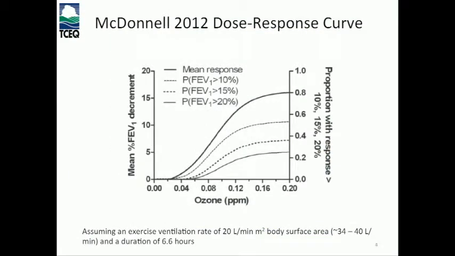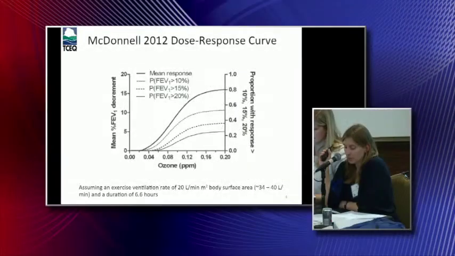These curves were plotted by McDonnell in 2012, and I'm showing this because it's the basis for the risk assessment dose response that EPA uses. I'm not going to spend very much time on it, but I wanted to point out a couple of things. One is that I call this a dose response, but you'll see at the bottom, the x-axis is concentration. It's not dose.